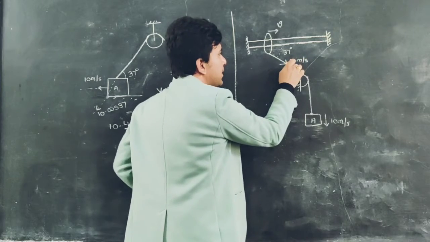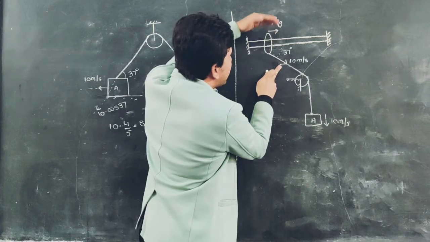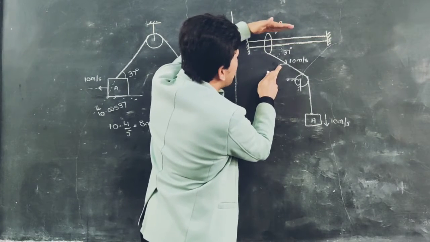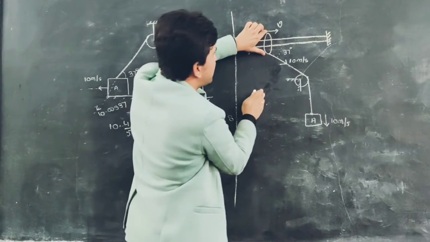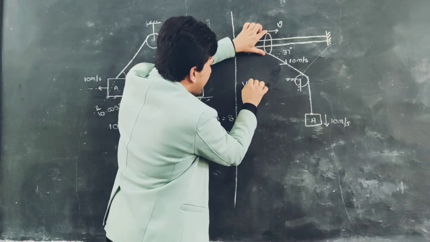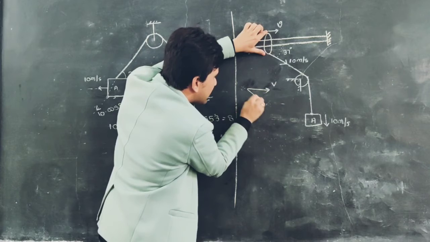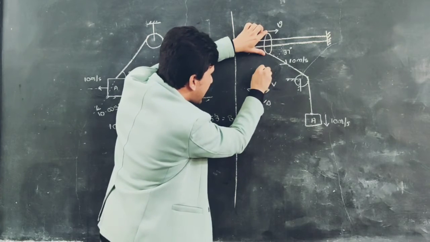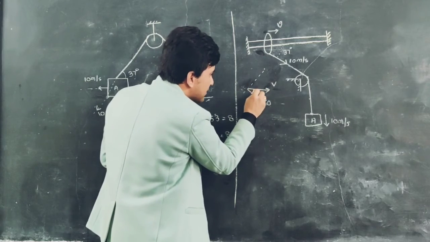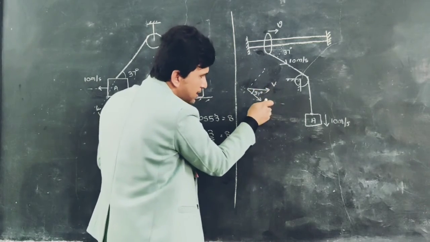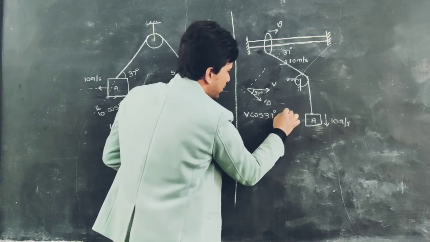If the velocity in this string should be 10, but the real velocity of this bead is V, that means one of the components of this velocity V should be 10 meter per second. See, this is the velocity V, and this side it is supposed to be 10 meter per second. Drop a perpendicular like this. Now these two axes are perpendicular to each other, and this is 37 degrees, and what you will get, V cos 37 should be equal to 10, and you got the answer.